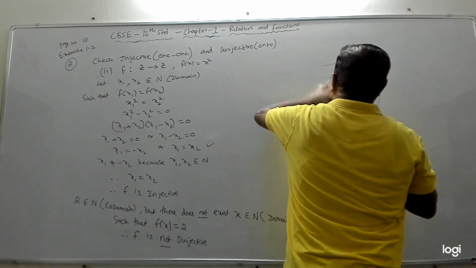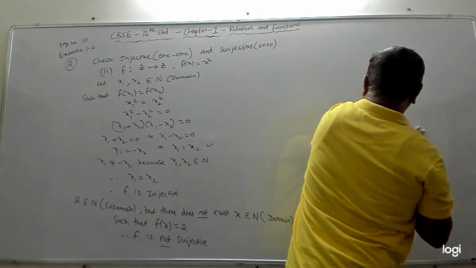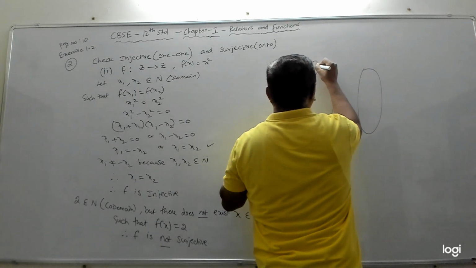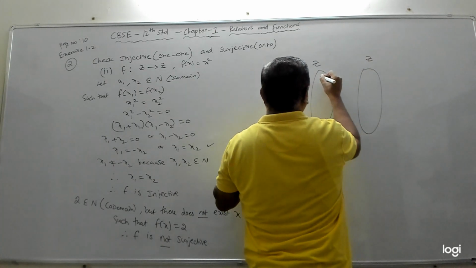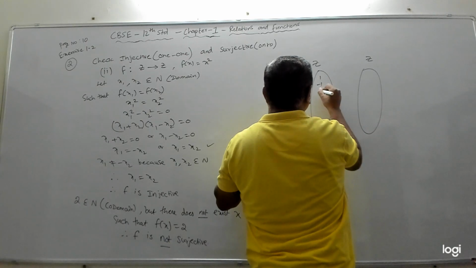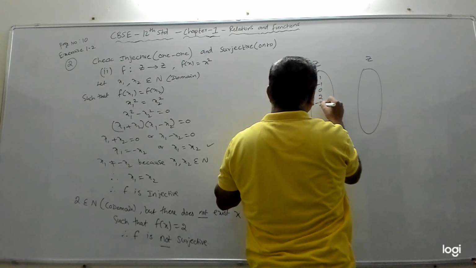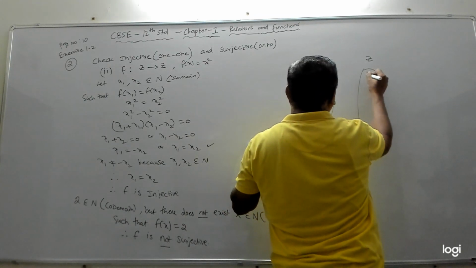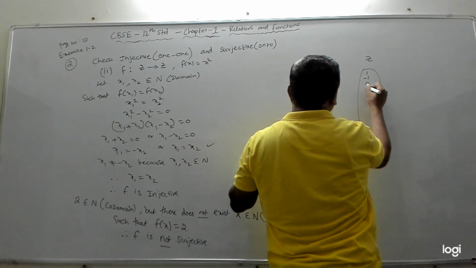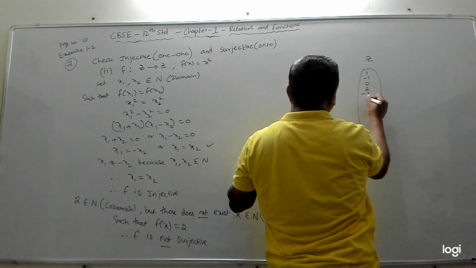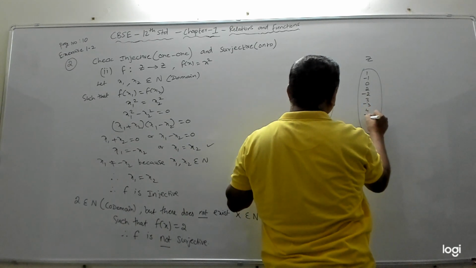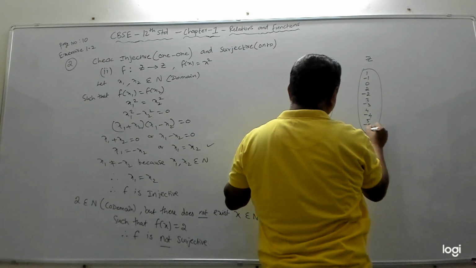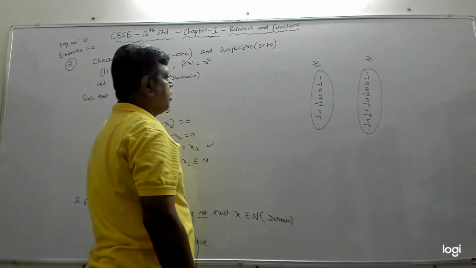Now we will try to draw the arrow diagram for this. This is Z, this is Z. On the left: 1, minus 1, 0, 2, minus 2, 3, minus 3, like that it goes. Here you have again 1, minus 1, 0, 2, minus 2, 3, minus 3, 4, minus 4, 5, minus 5, and it goes on. All integers.